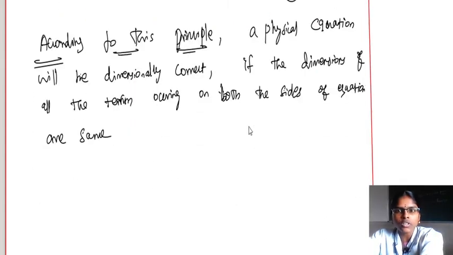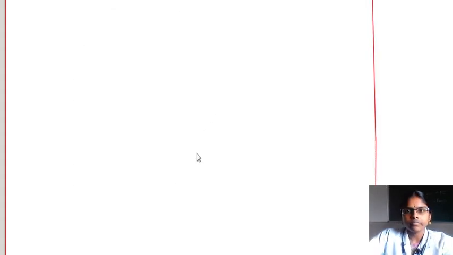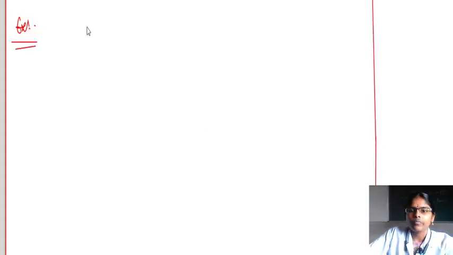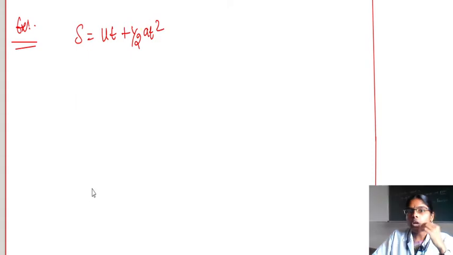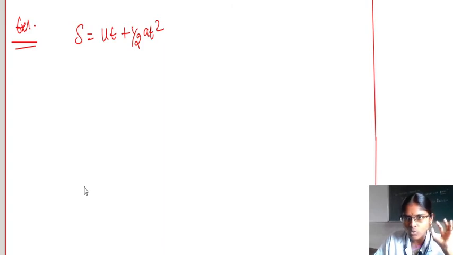Okay, so this is the principle. So we will see one example. Let's check the dimensional accuracy of the equation of motion. S is equal to ut. You know the kinematic equations, right? So the second kinematic equation, S is equal to ut plus half at square. So now I am going to check whether this kinematic equation of motion is dimensionally correct or not. That's what I am going to check, right?